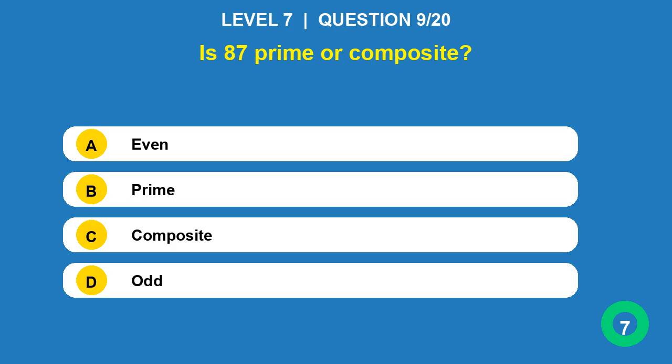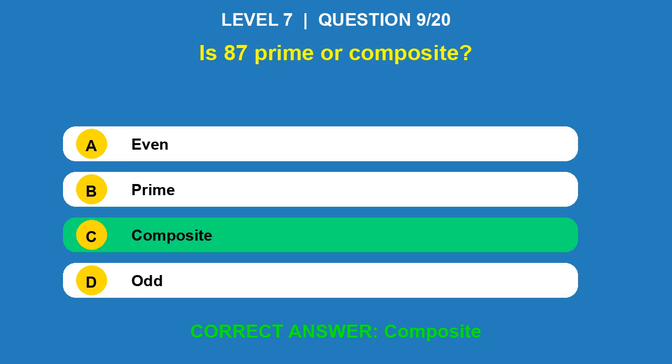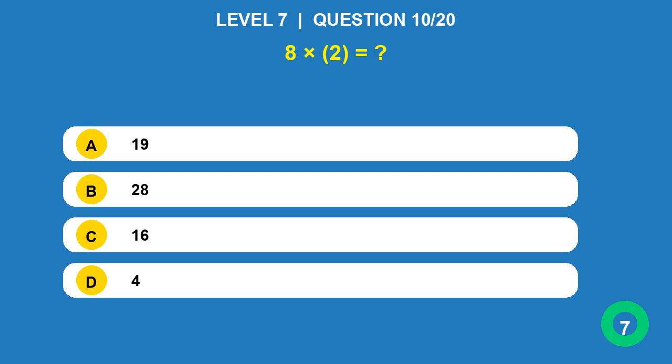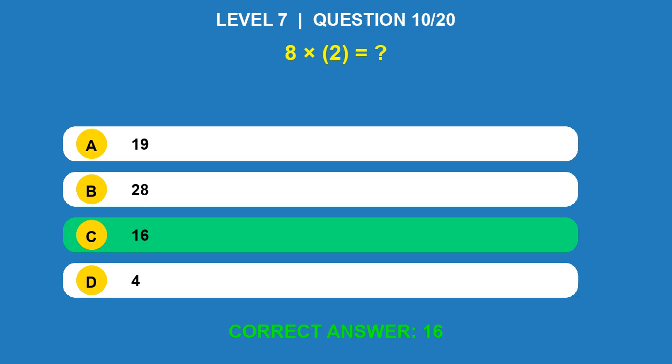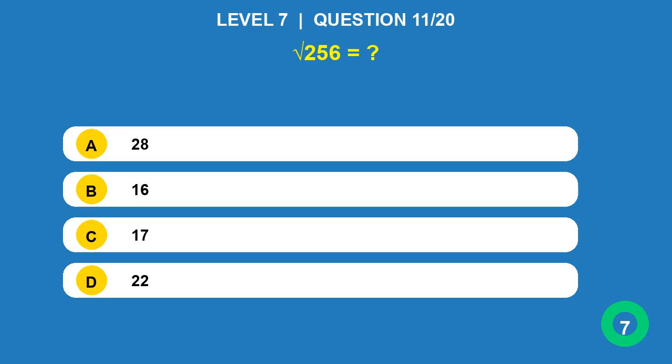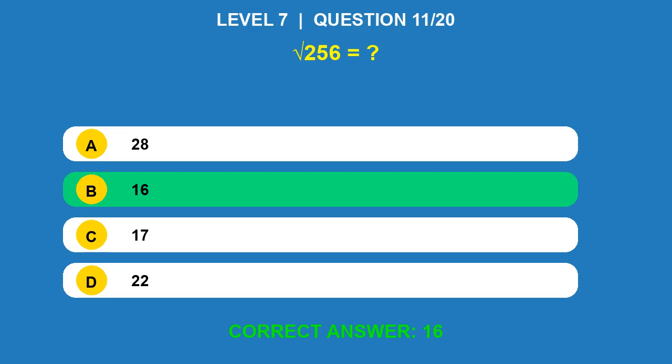Is 87 prime or composite? Answer is composite. 8 times 2 equals? Answer is 16. Square root 256 equals? Answer is 16.